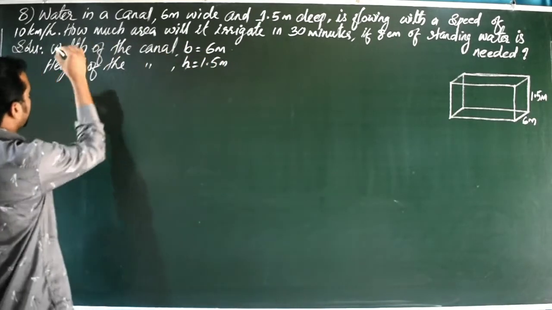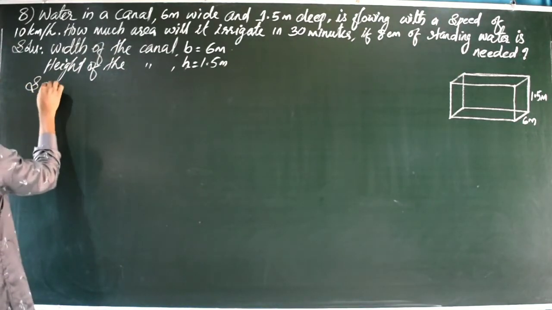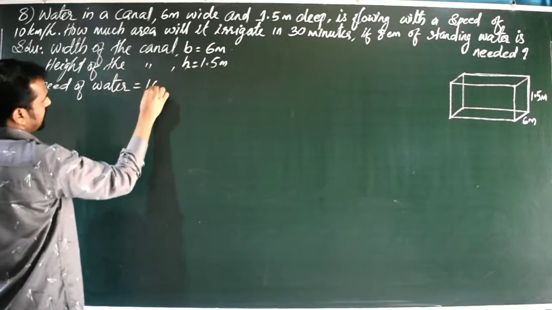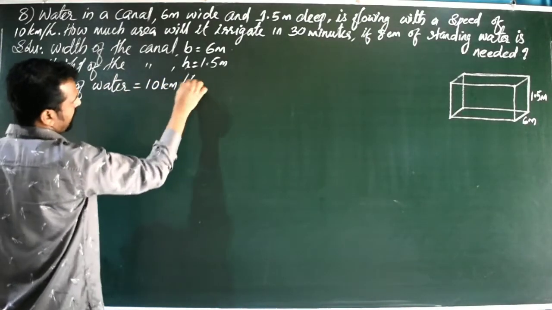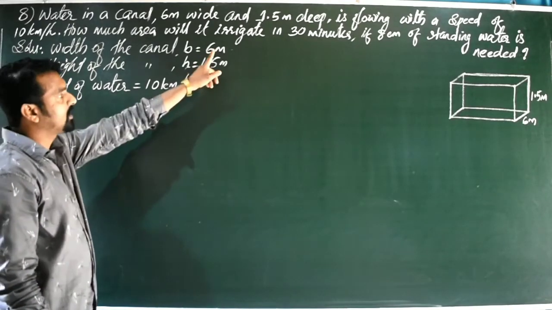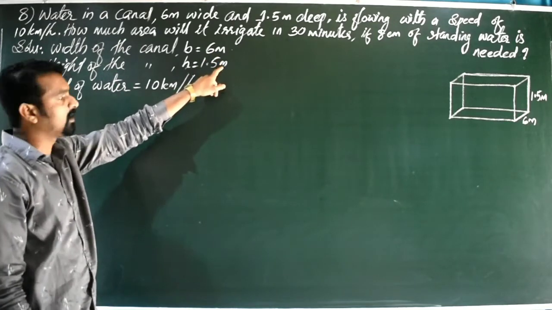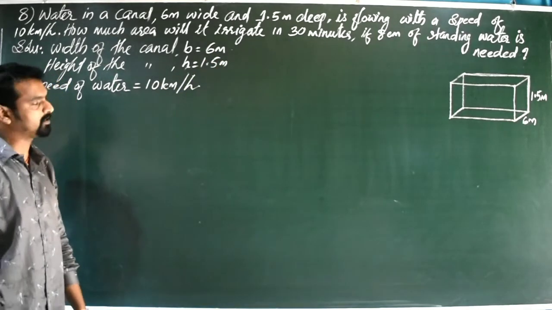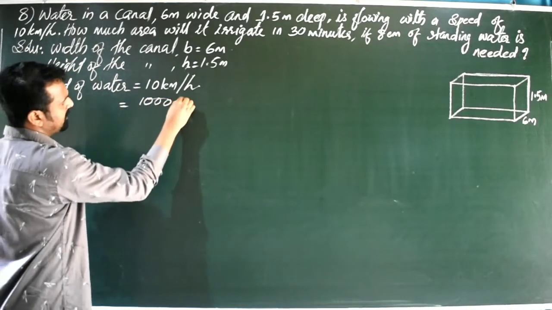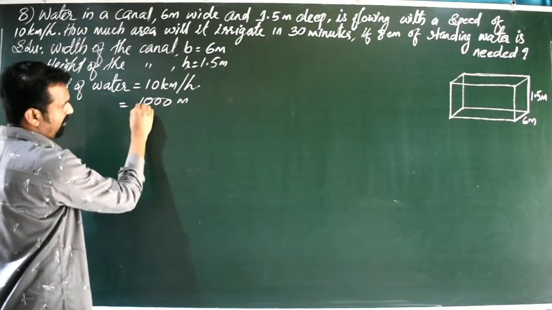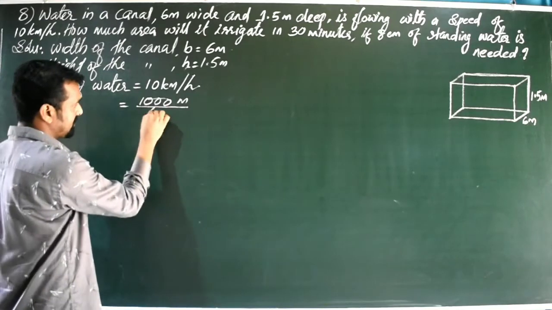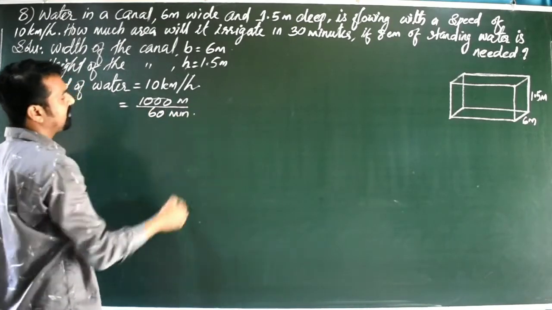Now what is the speed of water? Speed of water is equal to 10 km per hour. We have to convert it into meter per minute, because breadth and height are given in meter. That is why we are going to convert the kilometer into meter. 1 kilometer is equal to how many meter? 1000 meter. 1 hour is equal to how many minutes? 60 minutes.